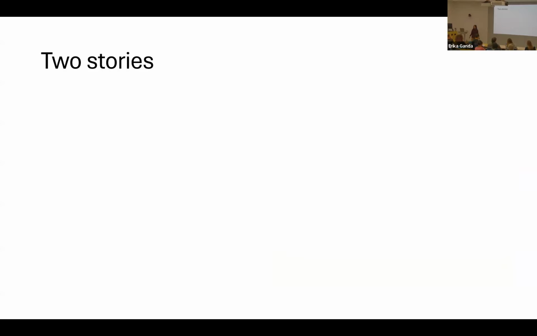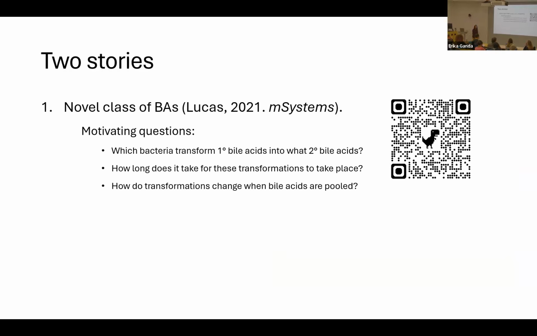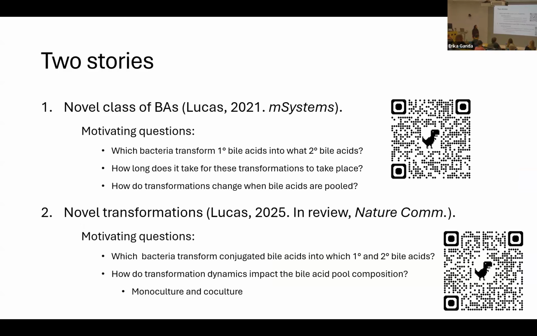So I'm going to tell you about two stories today. In the first one, we identified, as Erin mentioned, a novel class of bile acids, and there's a QR code for that paper that was published in 2021. And in the second story, we identified a novel transformation pathway. This is the QR code for a preprint. We're currently in review at Nature Communications right now.